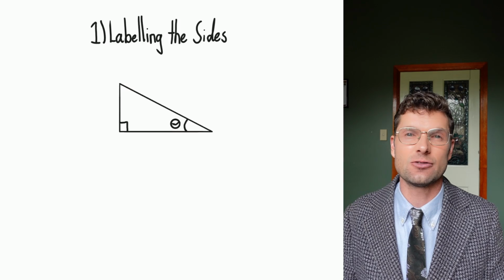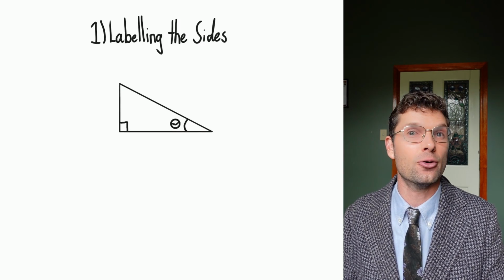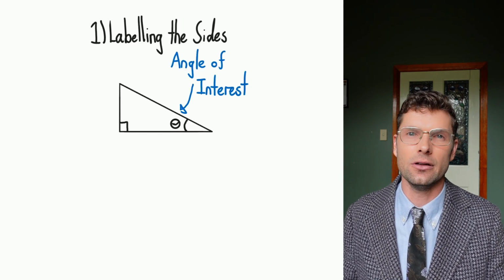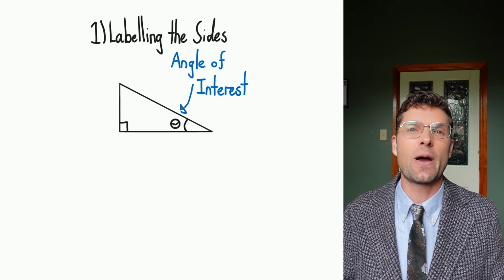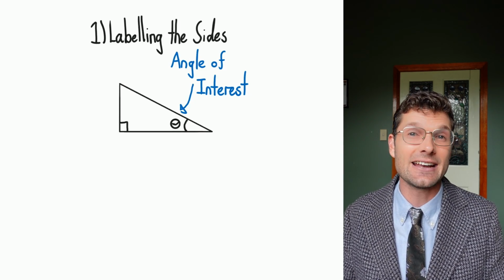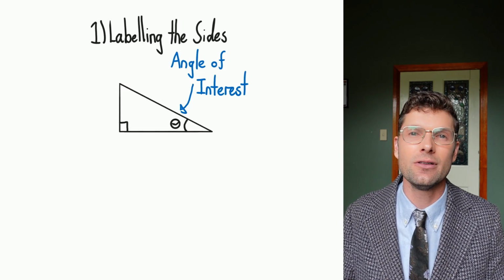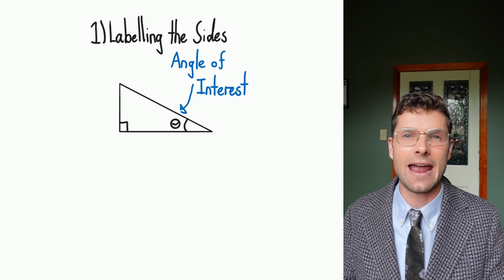The first thing you're going to see in these right angle triangles is we've got another angle in there. And this is called the angle of interest. This angle of interest is where the question revolves around. It starts here. So when we label the triangle, it's in relation to this angle of interest.